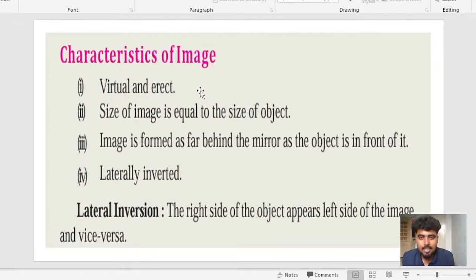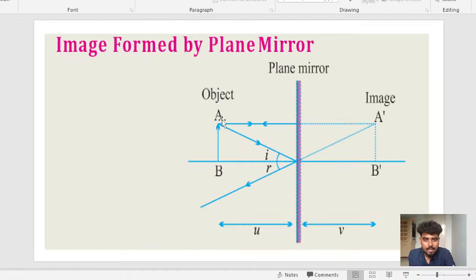Now, characteristics of the image. When we are talking about the characteristics of the image, you should know something. Virtual and erect. What is meant by virtual image and what is meant by erect? If you know the meaning of virtual and erect, please mention it in the comments. Next, the size of the image is equal to the size of the object. Yes, it is true. Let us consider the object to be 2 cm, so the image formed by the mirror is also 2 cm. The distance between the mirror and the object is 10 cm. What is the distance between the image and the mirror? Please mention it in the comment board.